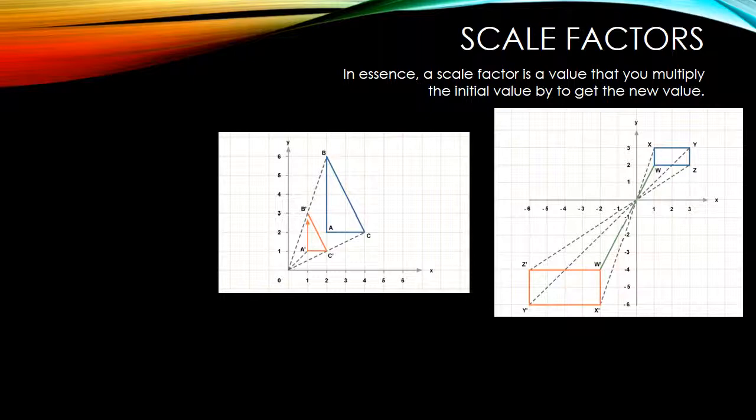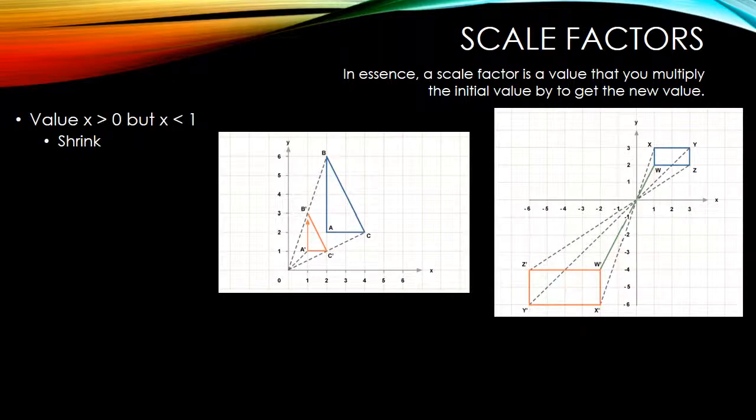Alright, so in this slide we're going to look at scale factors and how different values can manipulate the scale factor and then ultimately manipulate what the final image will look like in a size transformation. So in essence, a scale factor is a value that you multiply the initial value by to get the new value. Because of that, just like in relationships with multiplication, like a negative times a negative equals a positive, there are certain associations that we can make based upon the values of a scale factor.